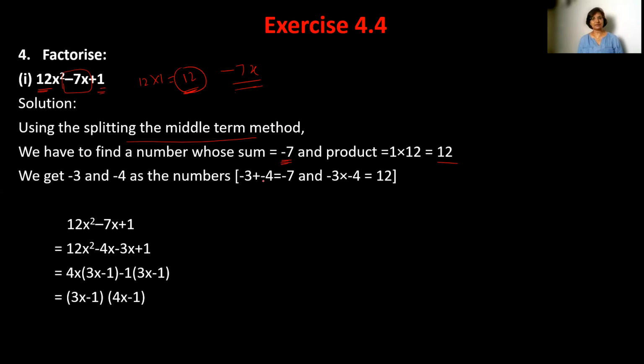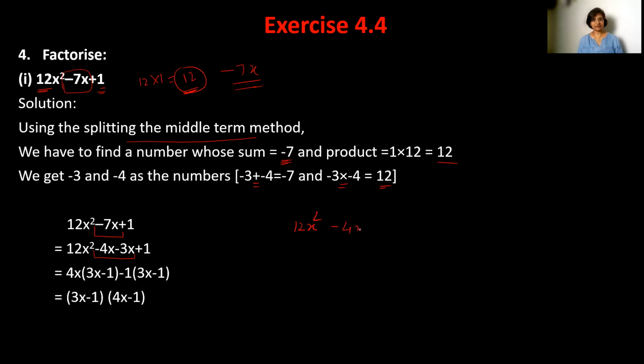Minus 3 plus minus 4 equals minus 7 as a sum, and when we take the product, minus 3 into minus 4 equals 12. Now we write those two numbers in that form, so this middle term is split as minus 4x minus 3x. Clear till here?